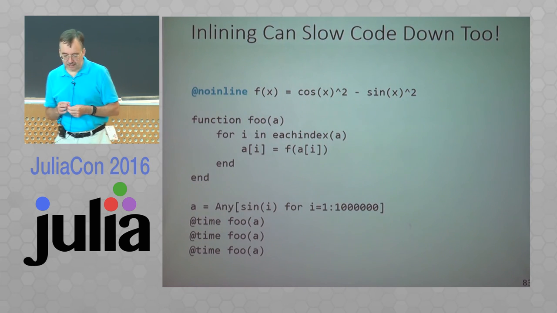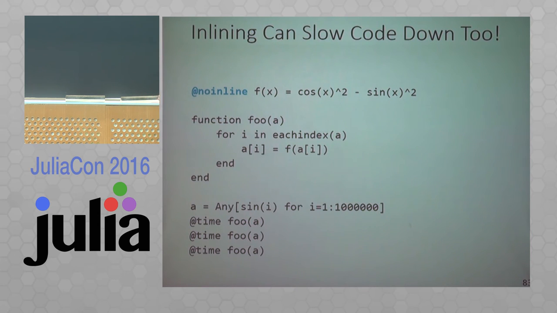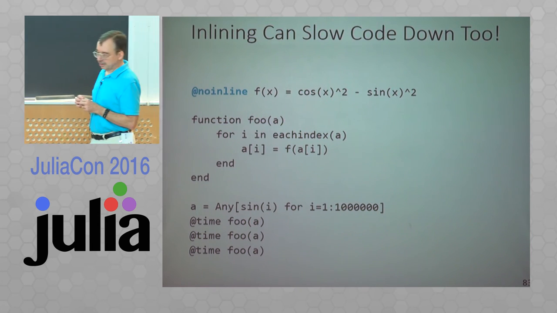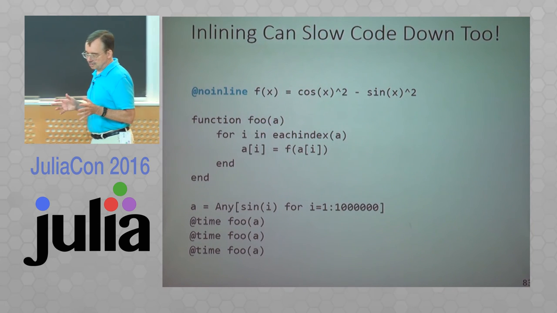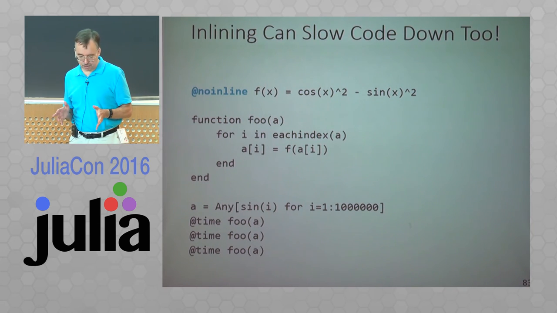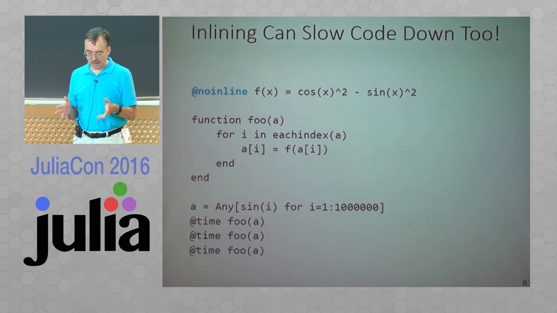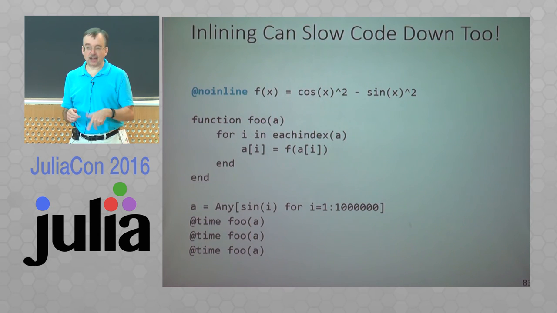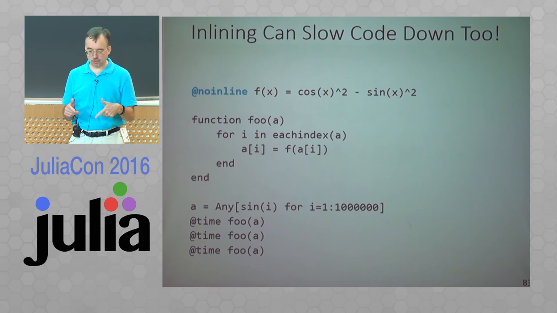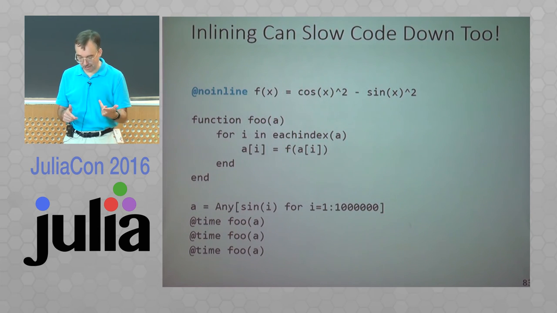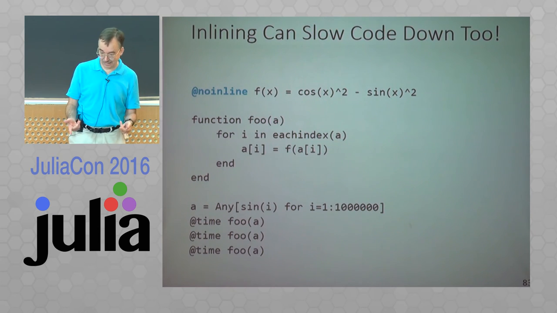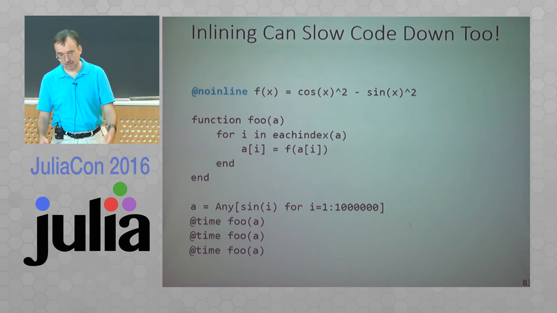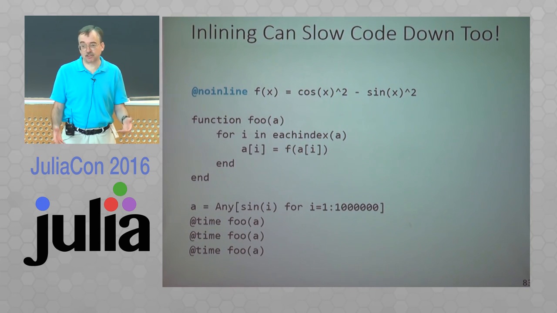And what the problem is, if it inlines it, the cosine and the sine calls there, it doesn't know the types yet because of the way the type dispatch works. Yeah, foo here is calling f on a sub i. It doesn't know the type of a sub i, so it's going to do this dynamic dispatch thing for each call to f. If I don't inline it, I just do dynamic dispatch on the call to f. If I inline it, I have dynamic dispatch on the cosine and the square to raise to 2, and dynamic dispatch on the sine, and because it doesn't know the result type of that, dynamic dispatch to the squaring. So I pick up 4 dynamic dispatches instead of 1.